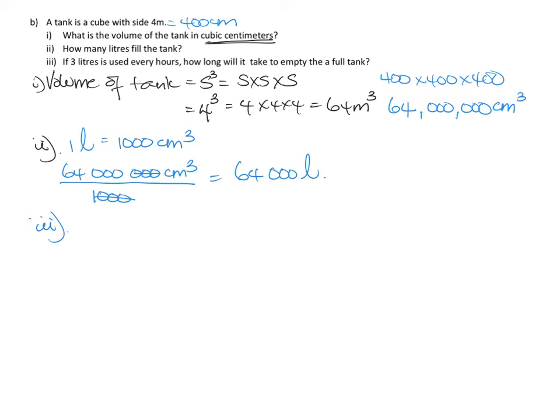Part 3, if 3 liters is used every hour, how long would it take to empty a full tank? So we'll say the 64,000 divided by 3, because it's 3 liters emptying every hour, and we will get 21,333 and a third hours.